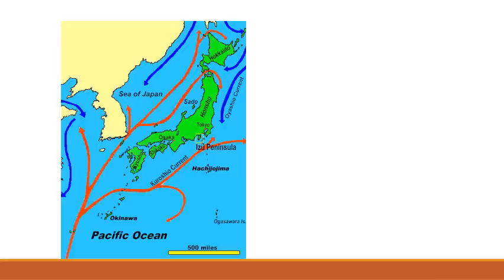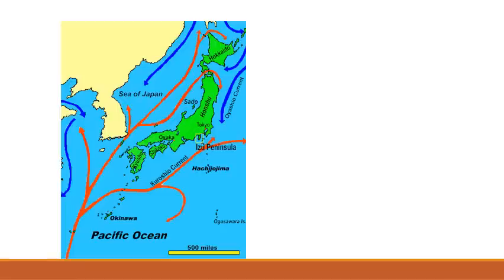Since the Kuroshio current carries warm water, it helps to sustain the coral reefs of Japan, which are the northernmost coral reefs in the world. Why? Because it carries a lot of warm water, which helps to sustain the coral reefs. The branch into the Sea of Japan is called the Tsushima current.